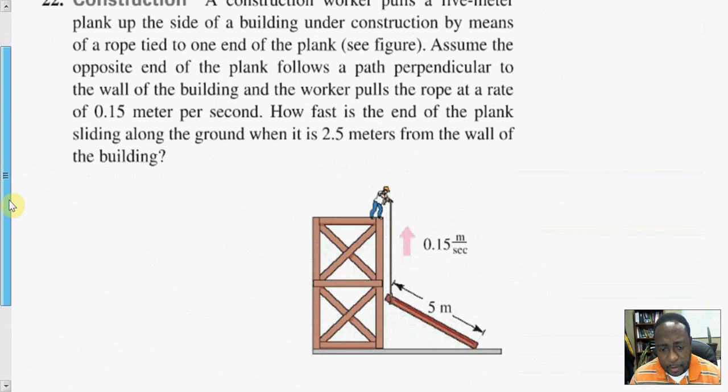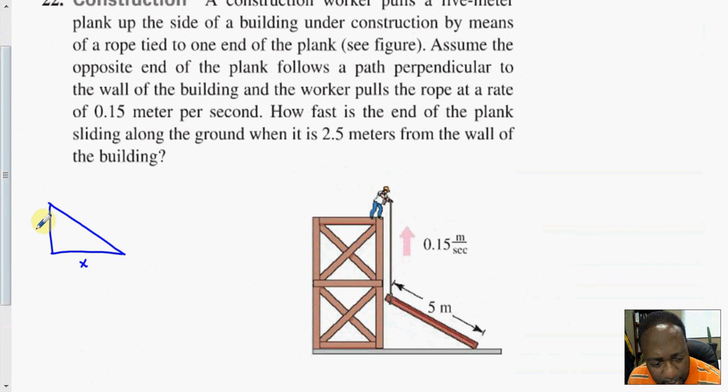So let's see what we have. So they give us the rate going up and down, right? So I'm going to call this side X and we'll call that side Y. And thus, this plank is fixed at 5 meters. It says, how fast is the end of the plank sliding along the ground? That is, find dx over dt.